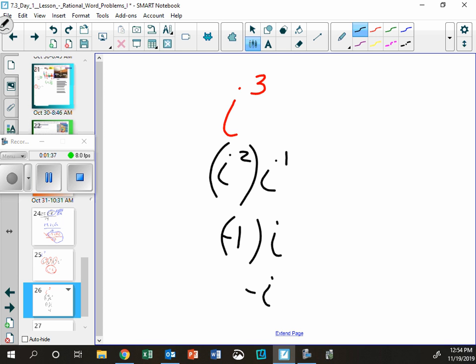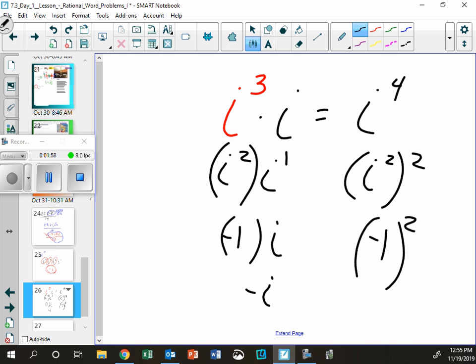It's negative i again. Do they always come out to negative i? No. What if I had one more i on there? Well, then it would have been i to the fourth. And then what would i to the fourth have been? It would have been i squared squared, which would have been -1 squared, which would have been +1. So your answers to these always come out to ones, or -1s, or i, or negative i.